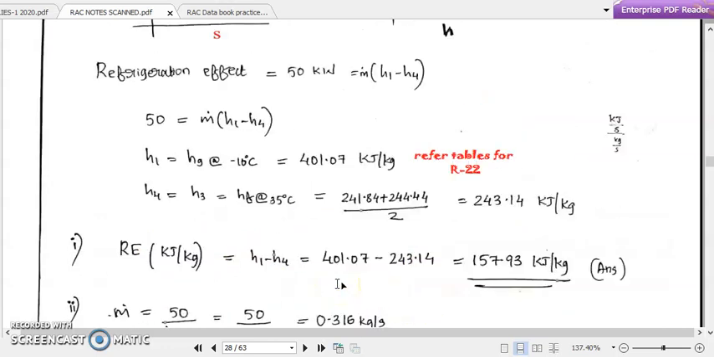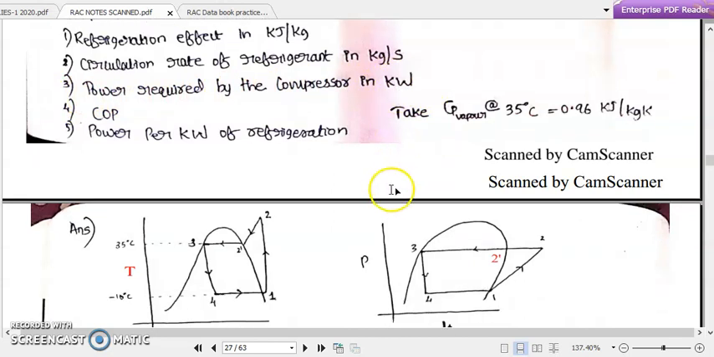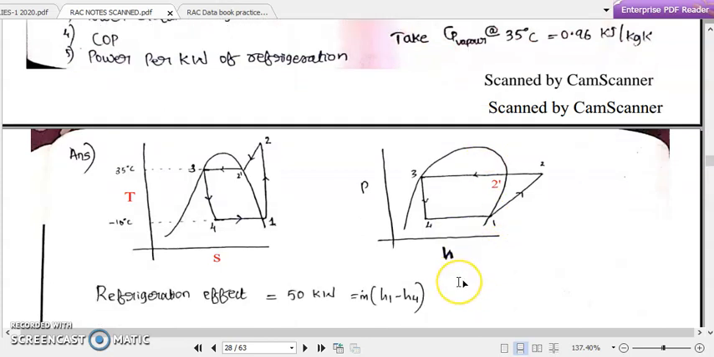Now let us move on to the third part of the question: power required by the compressor in kilowatt. Where is this compressor work coming? That is during 1 to 2, isentropic compression from 1 to 2. The 1 to 2 process is represented in our pressure enthalpy diagram also. The third part of the question is to find out the power required by the compressor in kilowatt. That is also very easy.